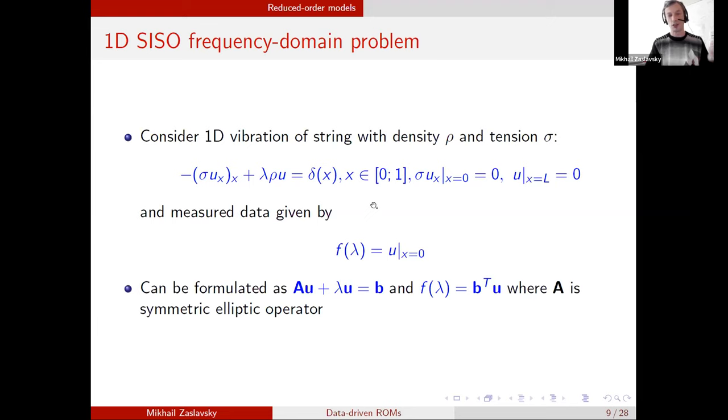Now I assume that our measured data is precisely the solution displacement u at the left end, x equal to 0. This problem can be formulated in our form, A of u plus lambda u equals b, and the transfer function, our measurement, is given by b transpose u. So b can be considered as just a vector with all zeros except the first component, which is equal to 1.